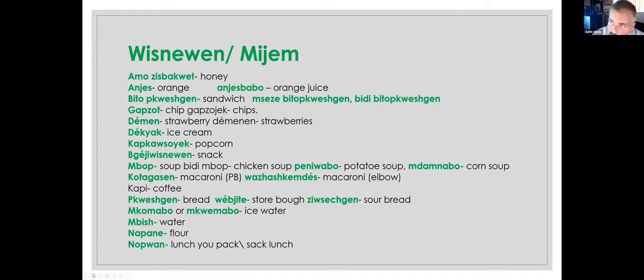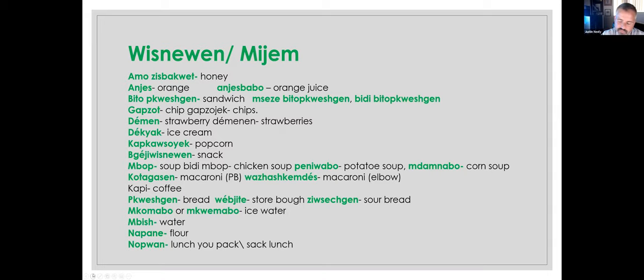Okay. So now we've got some Wisnoan or Mijum, some food words. Wisnoan and Mijum both mean food. Amo zispa quet is honey. What do you think amo might be? Anybody out there know a little Potawatomi? What's that amo? Anybody know what that is? Amo zispa quet. Bee, yes. So it's literally like bee sugar. That zispa quet is like sugar.